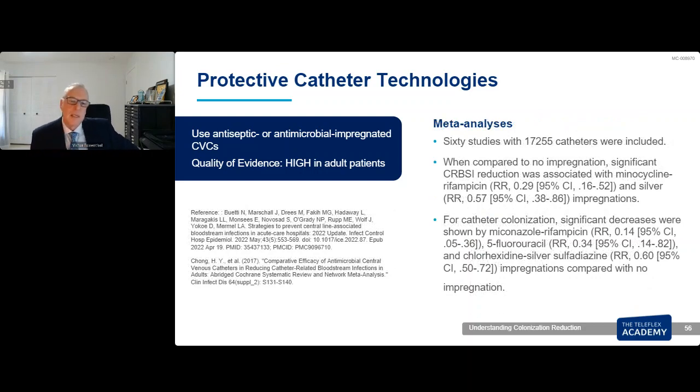This other study, published by Chong in 2017 with 60 studies, compared again standard with minocycline, rifampicin, the relative risk was 0.29, and for silver, the relative risk was 0.57 for bloodstream infection. But for colonization with miconazole, rifampicin, the relative risk was 0.14, which is a lot, and 5-fluorouracil, the relative risk was 0.34, and for chlorhexidine silver was 0.60. All of them significant.